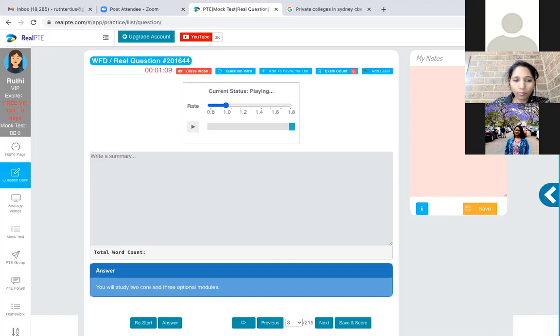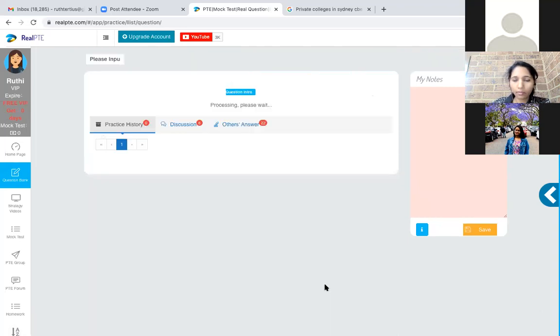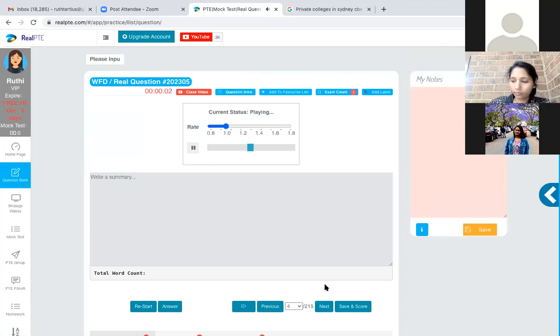Ready? 1, 2, 3, and start. The library is located on the north side of the campus. I'm the library. We already knew it. Now I totally understand that it is located in the north side of the campus.